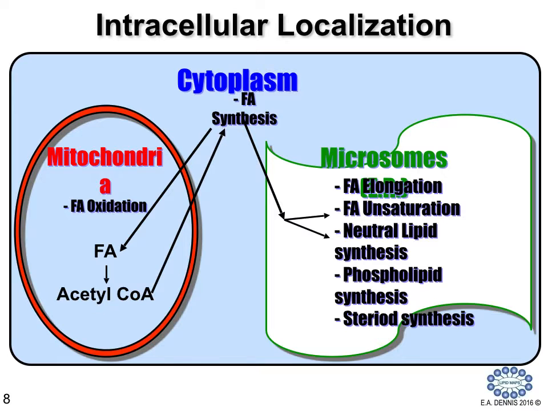Once the simple fatty acids like palmitic acid are made, the further elongation and unsaturation of these fatty acids occurs in the endoplasmic reticulum at various subcellular membrane locations. And these fatty acids that are elongated and unsaturated are incorporated into neutral lipids like triglycerides, phospholipids, and sterols.